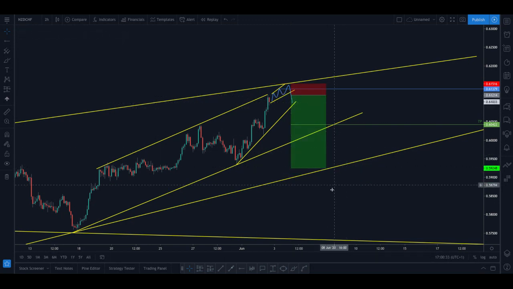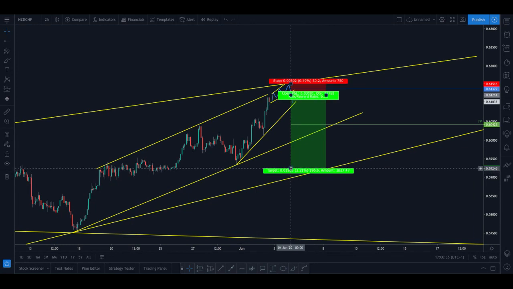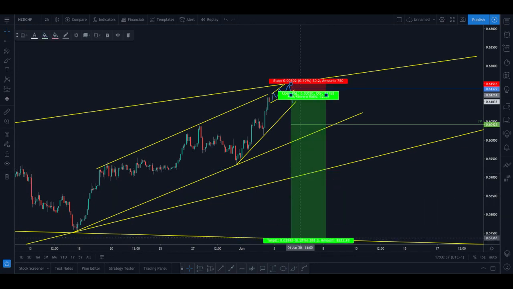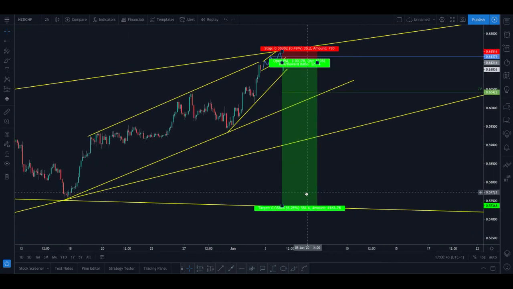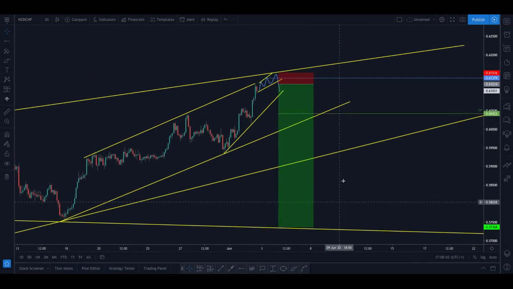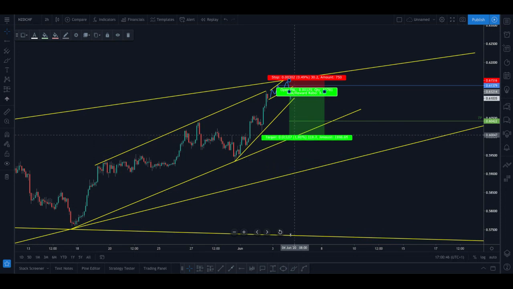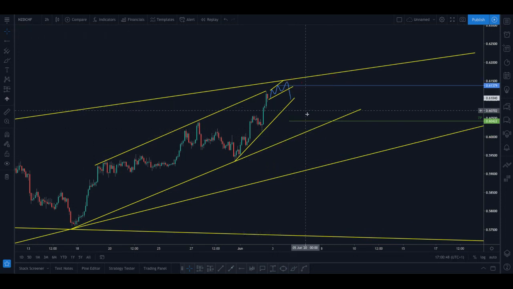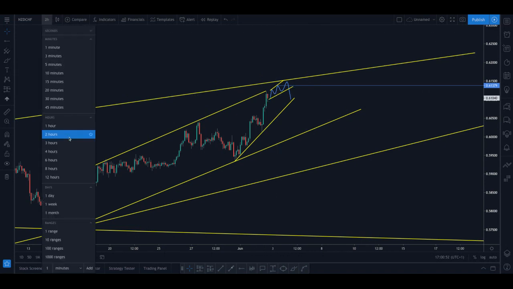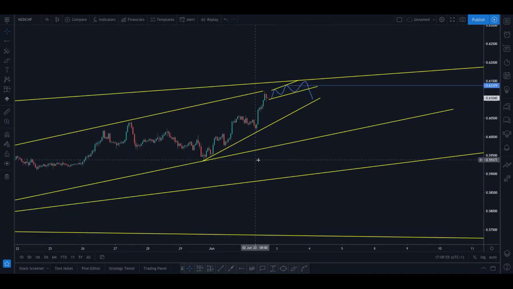Yes. How about 6.5% here? Yes, that still is okay with us. And then the 12%, yeah, that looks nice. And now let's head down to the 1 hour. See what else we have here.